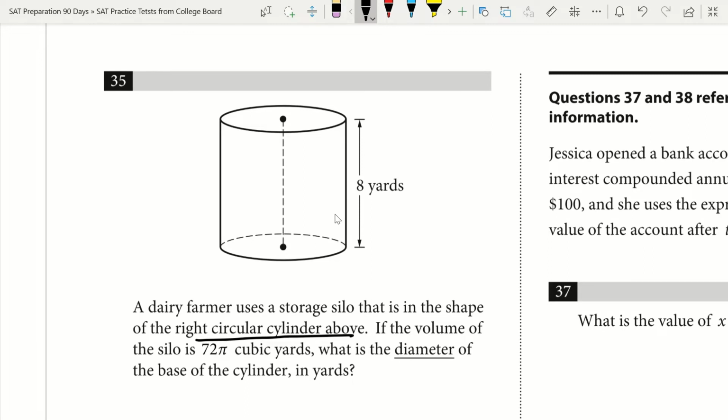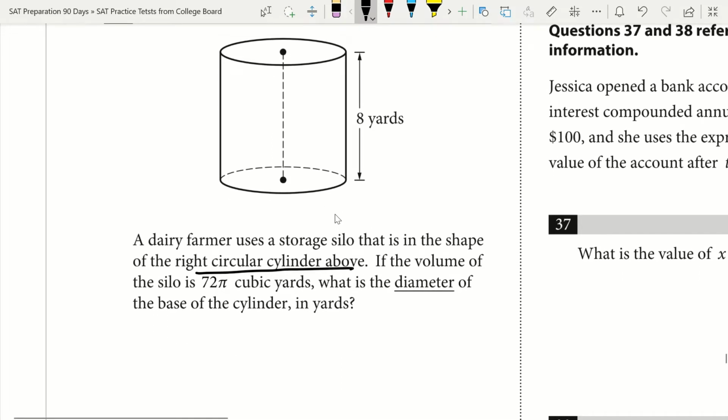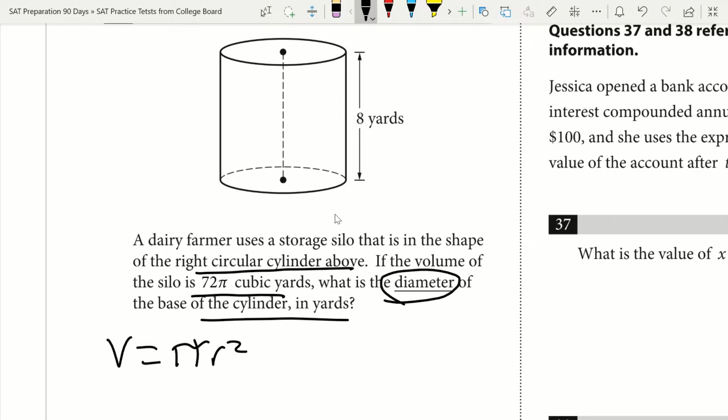If the volume of the silo is 72 pi cubic yards, what is the diameter of the base of the cylinder in yards? All right, one thing I want to point out here: you're given the equation for volume of a right circular cylinder on the SAT math section, but if you memorize it, it's going to save you a lot of time. The equation for volume is pi r squared times your height.